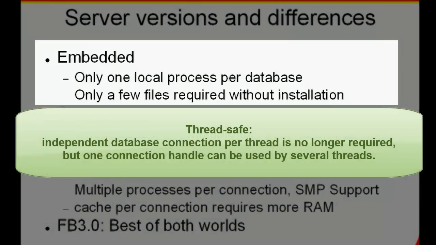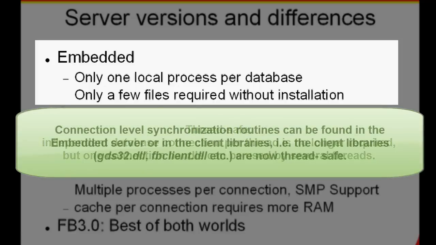Thread Safe means that an independent database connection per thread is no longer required, but one connection handle can be used by several threads. The connection level synchronization routines necessary for this can be found in the embedded server or in the client libraries. That is, the client libraries GDS32.DLL, FBClient.DLL, etc. are now all thread safe.